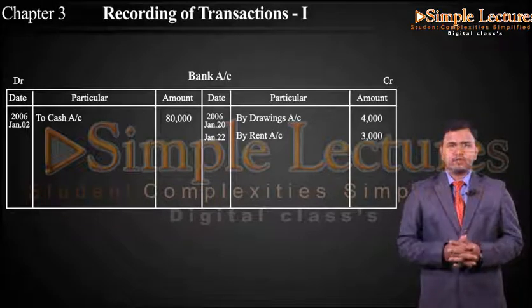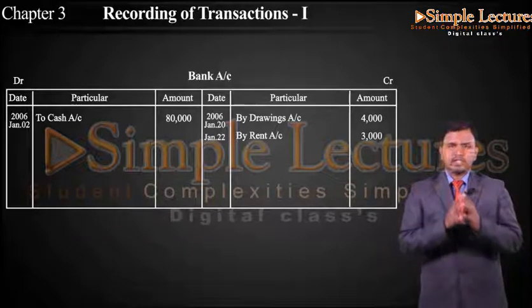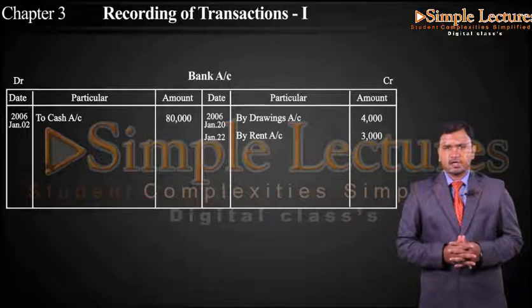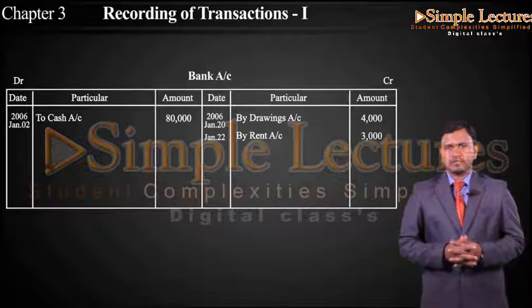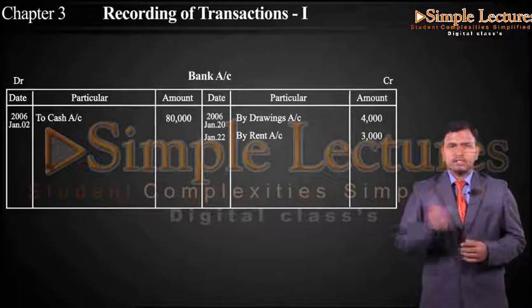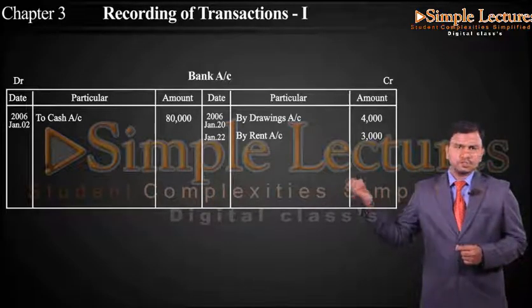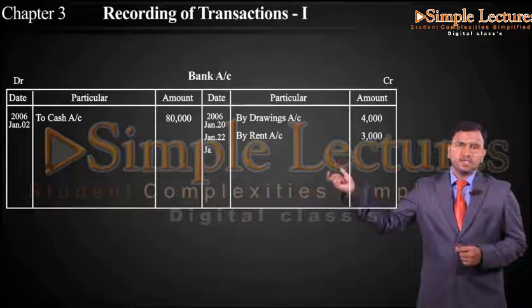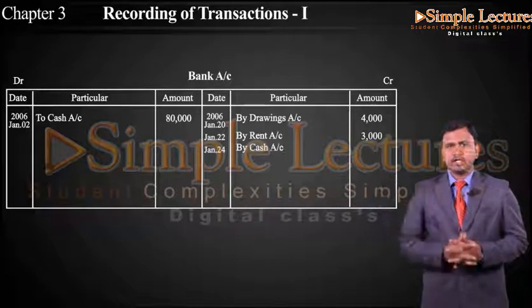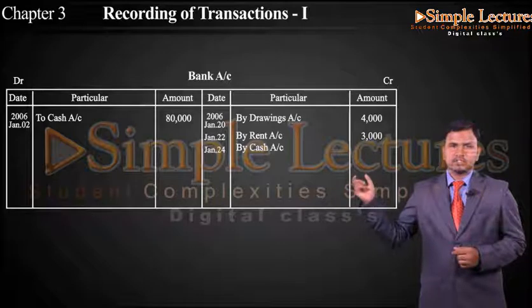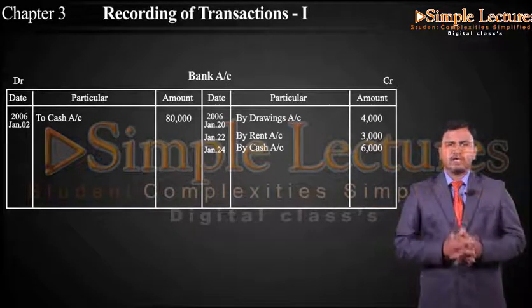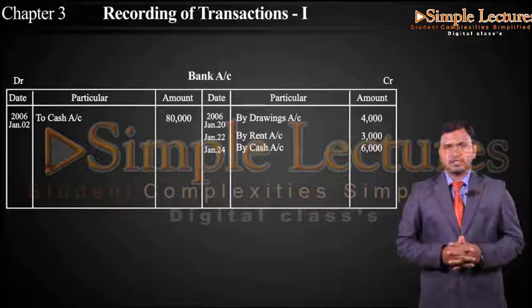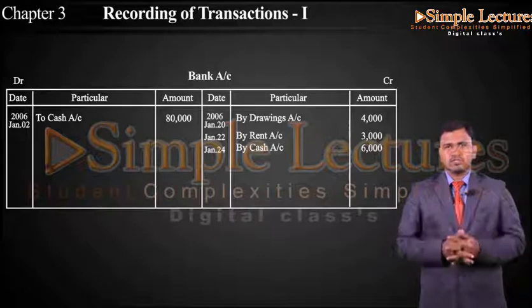Next entry we have on Jan 24th, cash account debtor to bank account. Again the bank was credited here, which means the cash was withdrawn from the bank. So this particular entry will be posted to the credit side. The date will be Jan 24th by cash account amount column 6,000. Next transaction we have on Jan 26th, cash account debtor to commission account. There is no existence of bank.